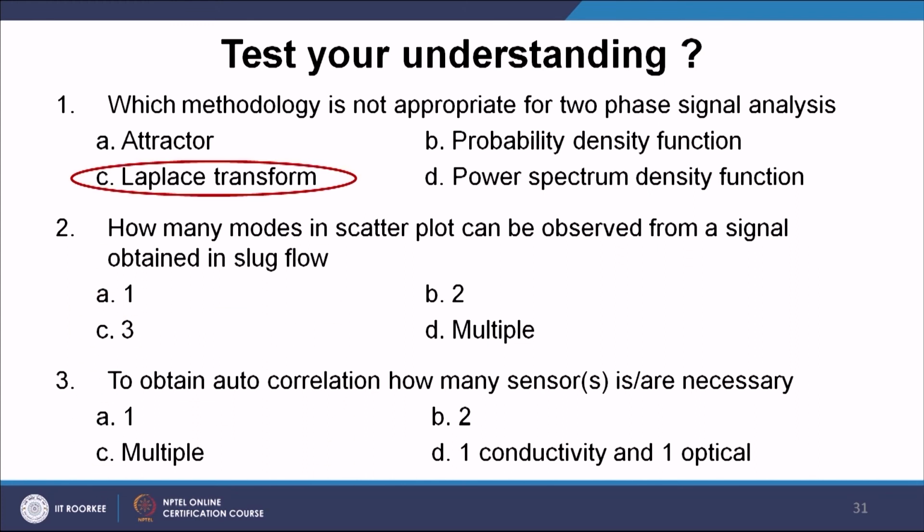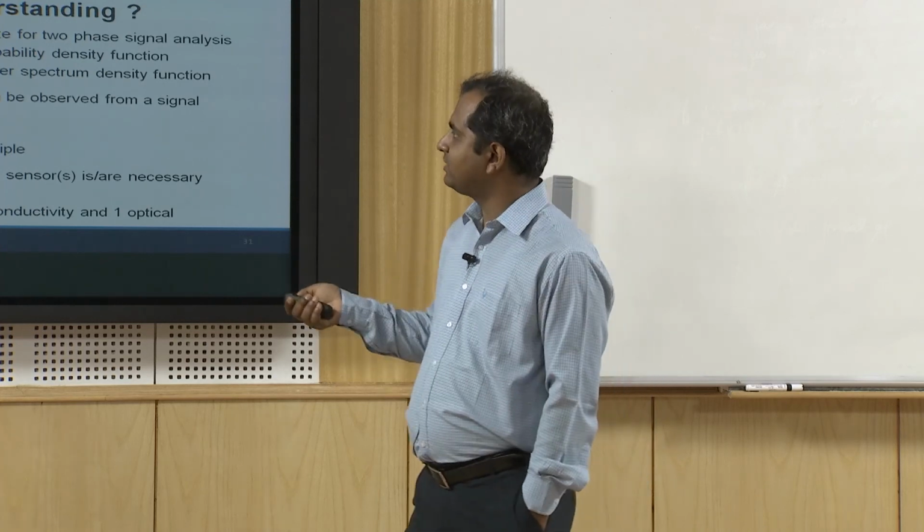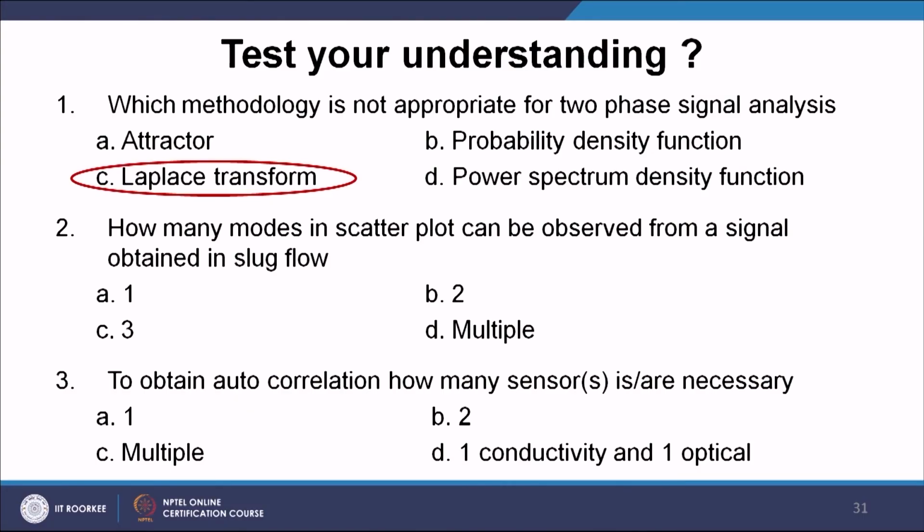Let us go to the next question. How many modes in a scatter plot can be observed from a signal obtained in slug flow? Modes means how many clusters you can obtain in the scatter plot. As you have gas contact and liquid contact, we have 2 modes. The answers are 1, 2, 3 and multiple. So, obviously the answer is 2 modes.